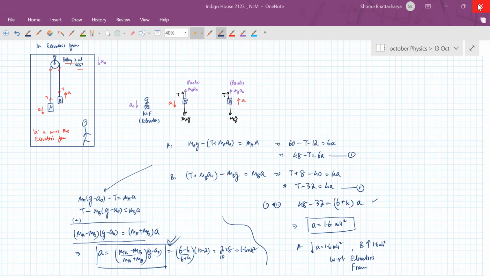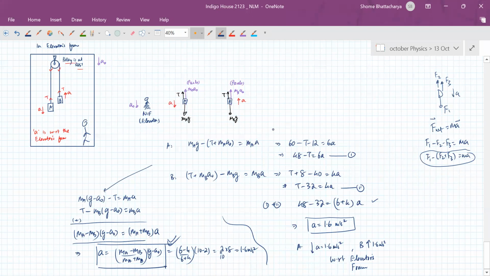It's like this: if a body is accelerating downwards and there are three forces acting on it, F1, F2 and F3, then when we write net force is equal to mass into acceleration, the net force's direction should be taken downwards. So it should be like this: F1 minus the sum of F2 plus F3. This is what we have applied to the block A.